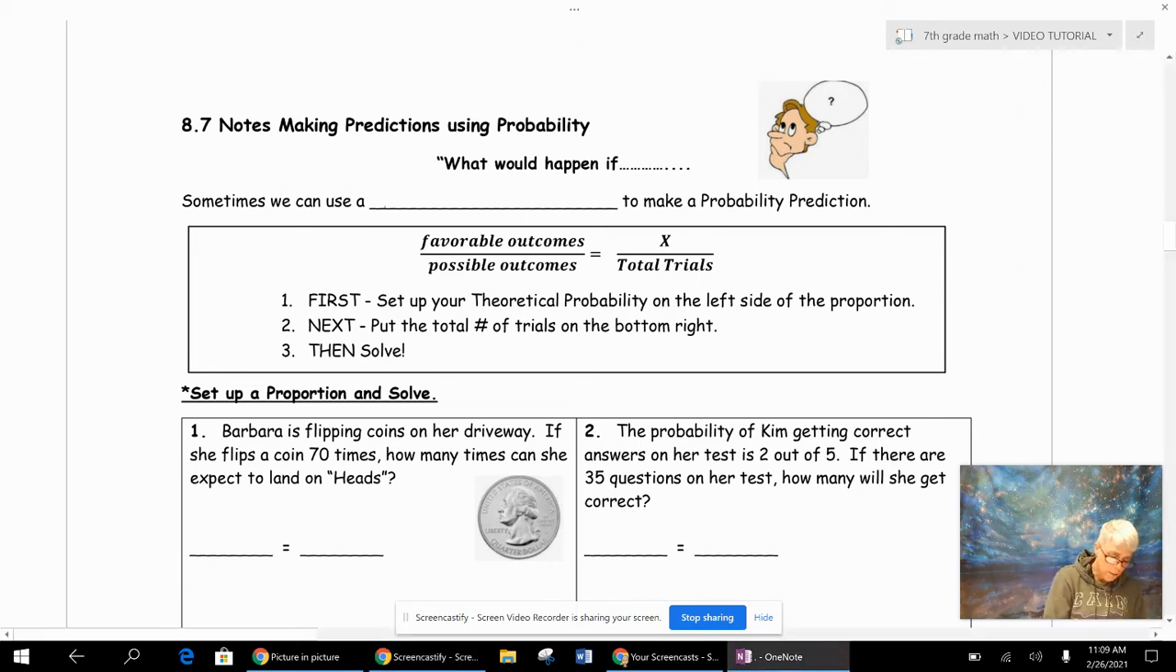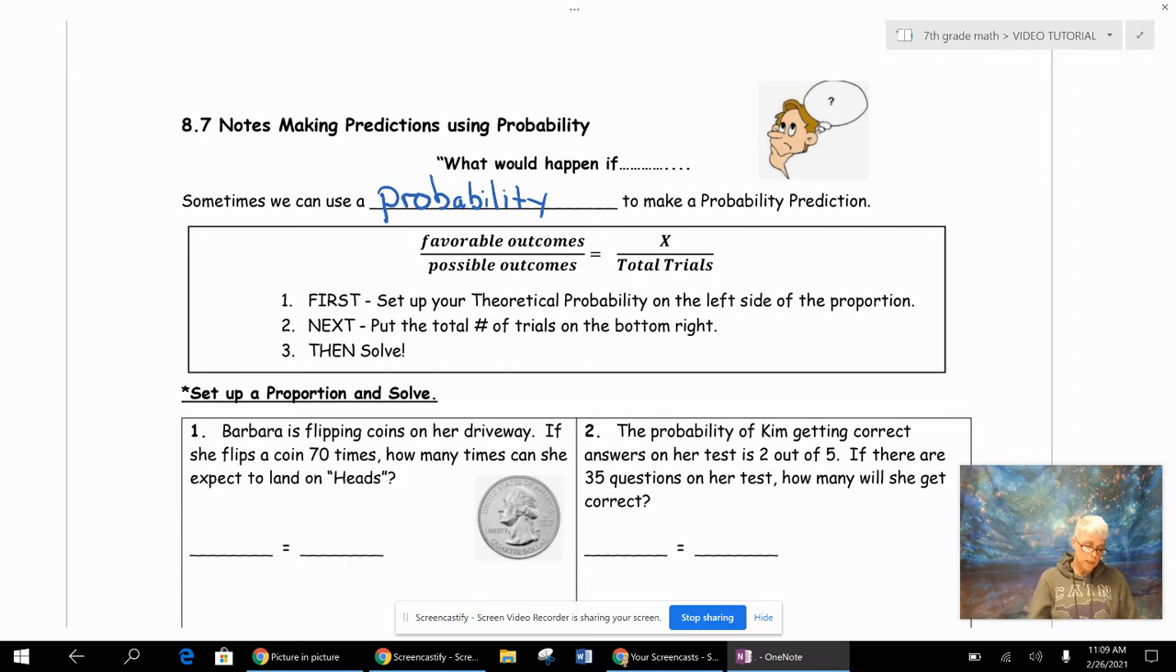Sometimes we can use probability. So let's go ahead and write probability to make probability predictions. And if you look there, you can see a proportion. So we're always going to set it up the same way. We're going to have the favorable outcome as the numerator, all the possible outcomes as the denominator, and then however many times we might do it. Well, I know that doesn't make a whole lot of sense to you, so let's just go ahead and work through some. It's not that hard.